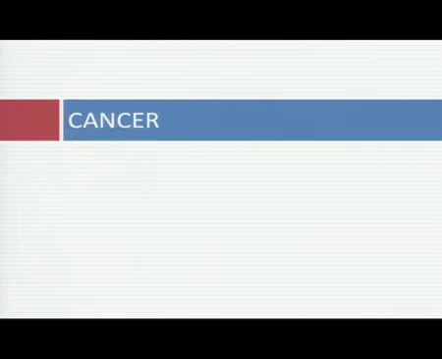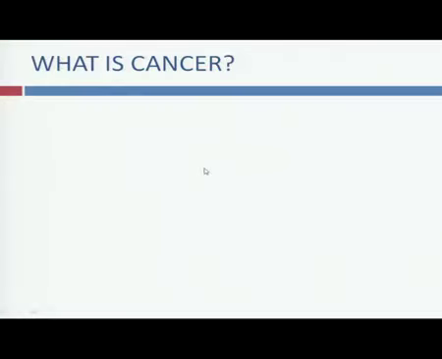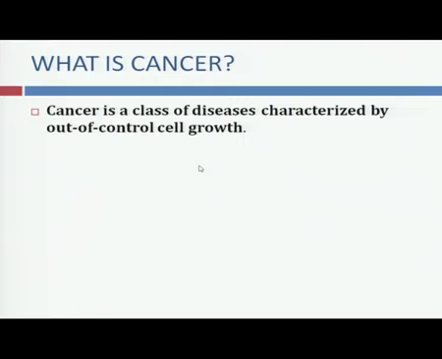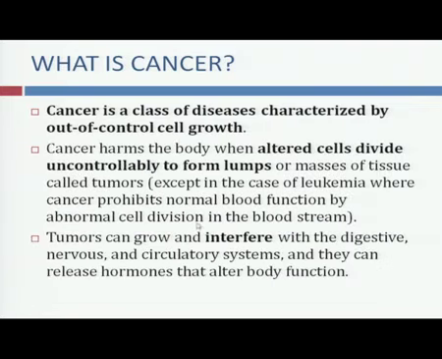Now, let us move on to cancer. Cancer is again one of the very dreadful diseases. What actually is cancer? Cancer is a class of diseases characterized by out of control cell growth. What happens? Cancer harms the body when the altered cells divide uncontrollably to form lumps or masses of tissues called tumors. And these tumors can grow and interfere with the different systems of the body like the digestive system, nervous system, circulatory system, etc. And they can also release hormones that alter the body function.